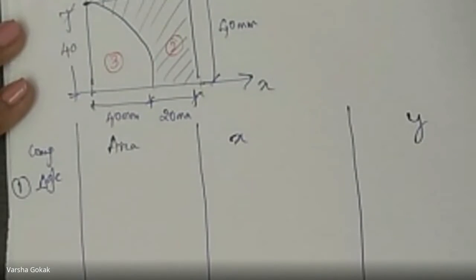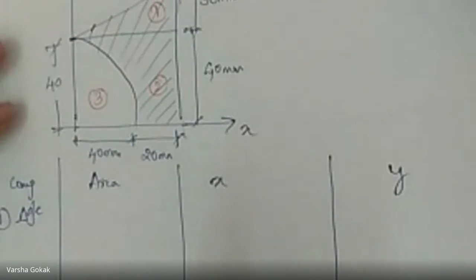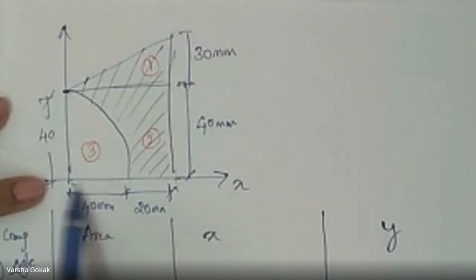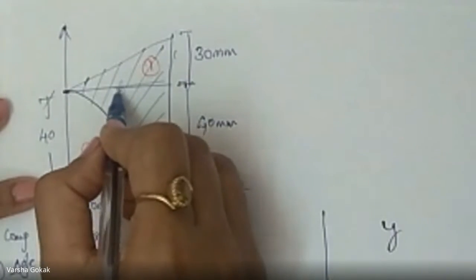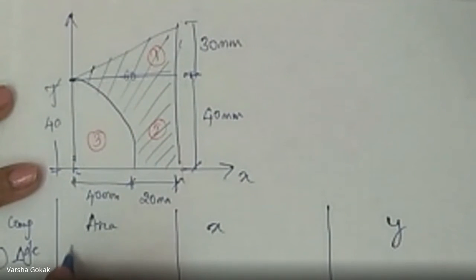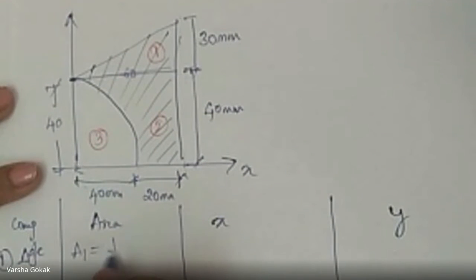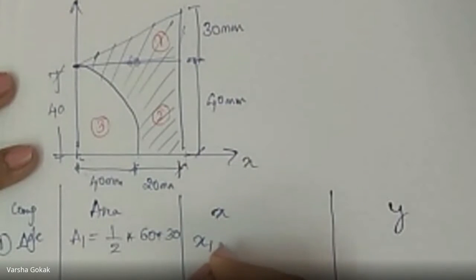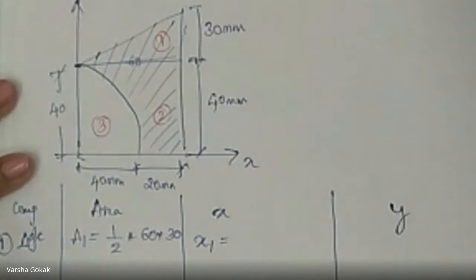First component, I have written here triangle, so we'll go ahead with the triangle. What is the area of the triangle? What is the base of the triangle? So this is the base. Base is going to be 40 plus 20, that is 60. Correct? So area is going to be A1 equal to half base into height, which is 30.